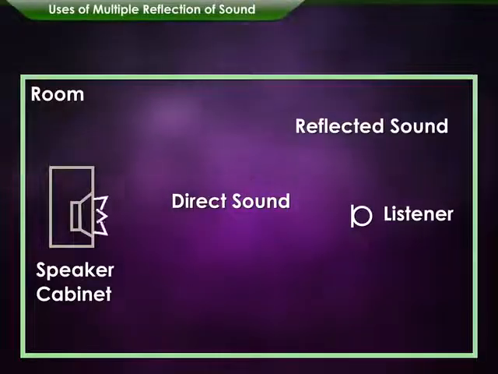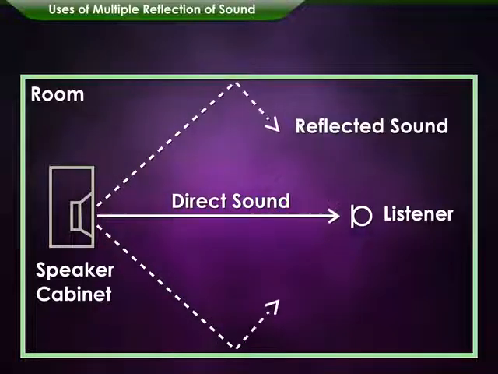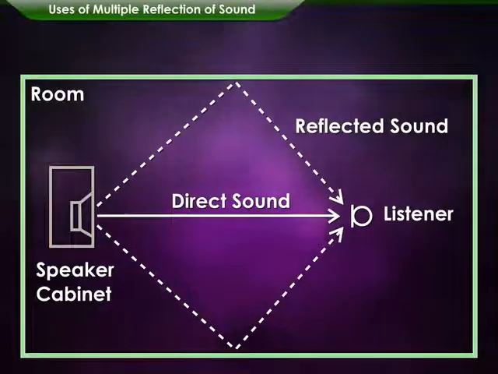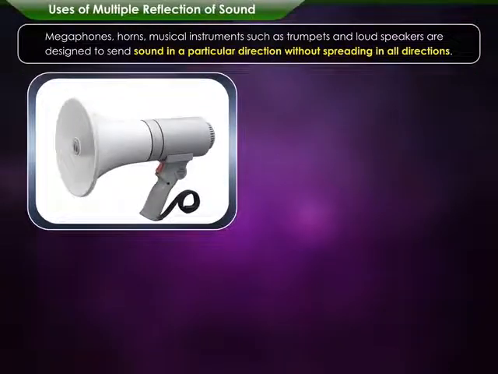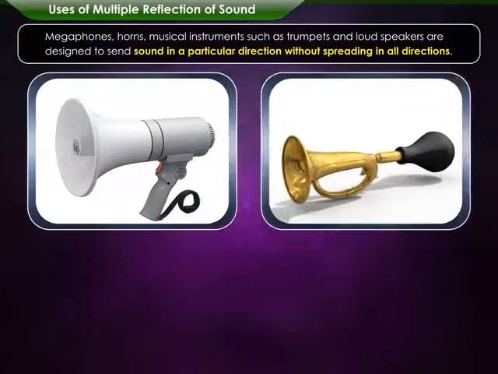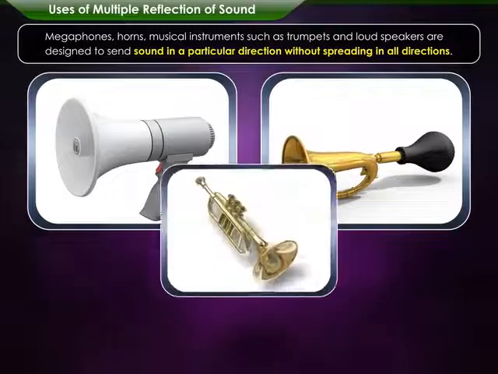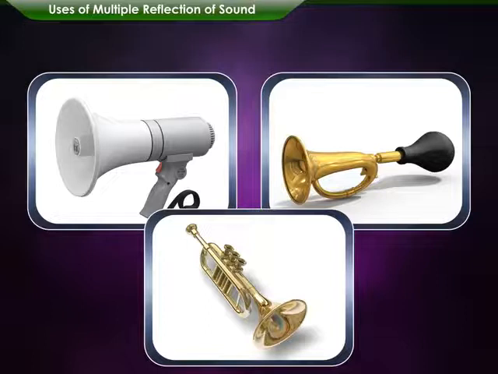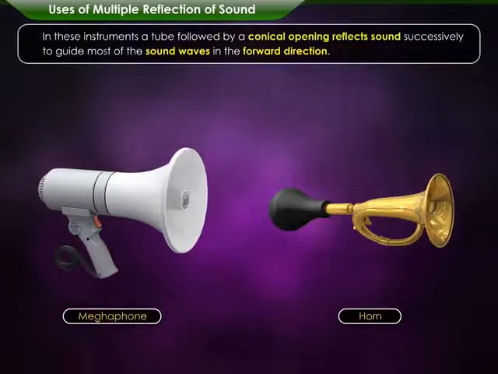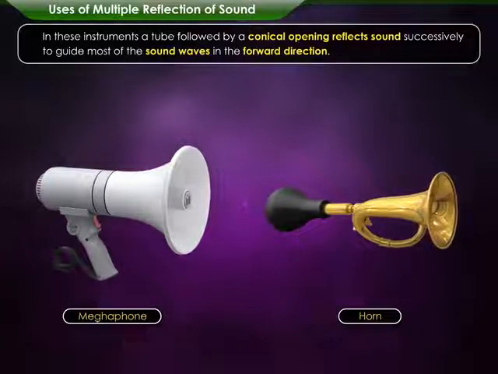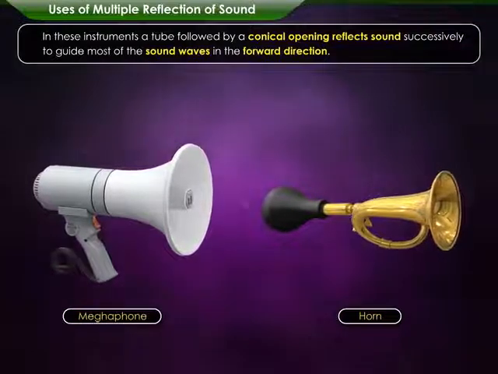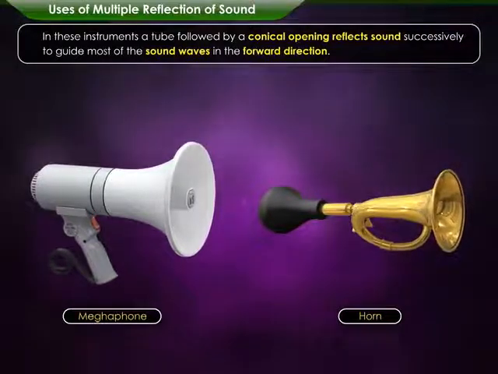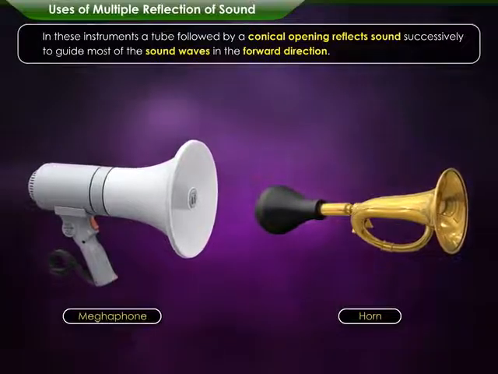The principle of multiple reflections of sound has several applications. Megaphones, horns, musical instruments such as trumpets, and loudspeakers are designed to send sound in a particular direction without spreading in all directions. In these instruments, a tube followed by a conical opening reflects sound successively to guide most of the sound waves in the forward direction.